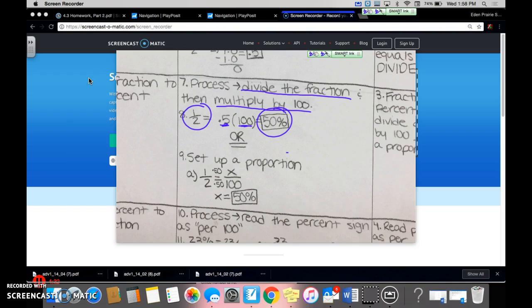50%. Now, Miss Miller also talked about a proportion. You guys just learned proportions yesterday, right? So if you have 1/2, and we want to know what the percentage is, percentages are based out of 100, we could set up a proportion and do our bubbles, and we would still get to 50%, right? Yes. Isn't that cool? So you can use proportions as well. Okay, number 3.